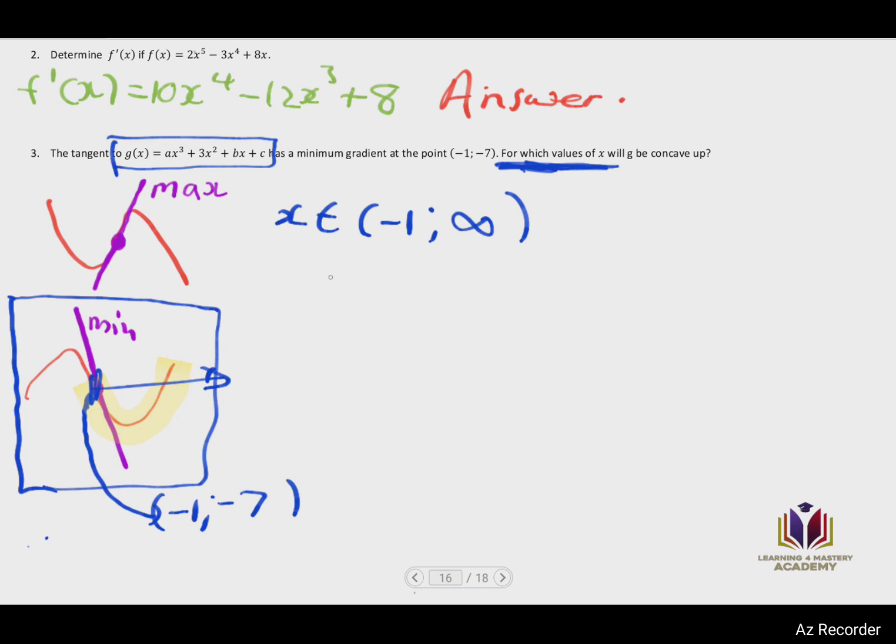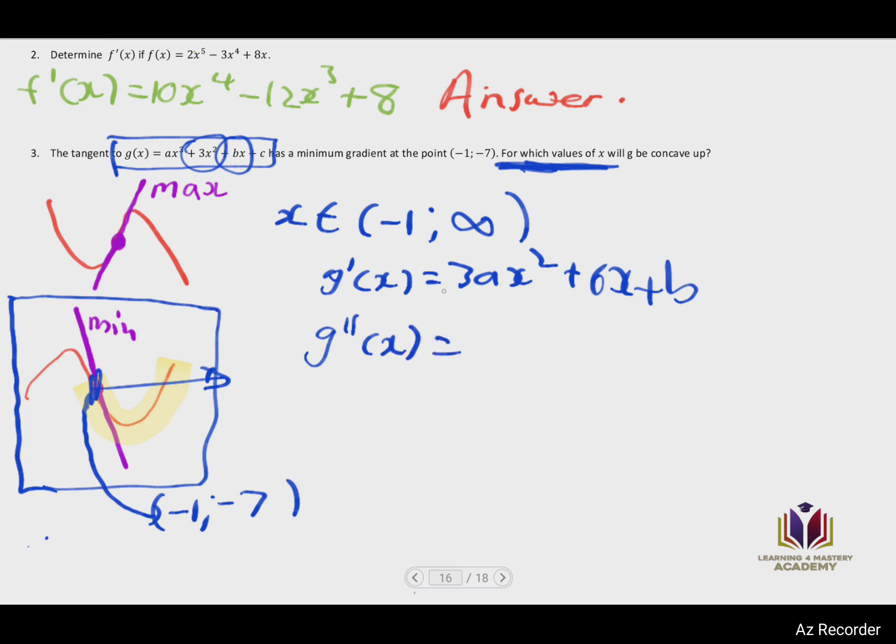Okay, so we're going to say g of x, or g prime x. We derive this, it is going to give us 3ax squared, plus deriving that is going to give you 6x. Derive this, it is going to give you plus b, right? Then we derive this some more, g double prime equals that times this. I'm working that out. It gives us 6ax plus 6, right?